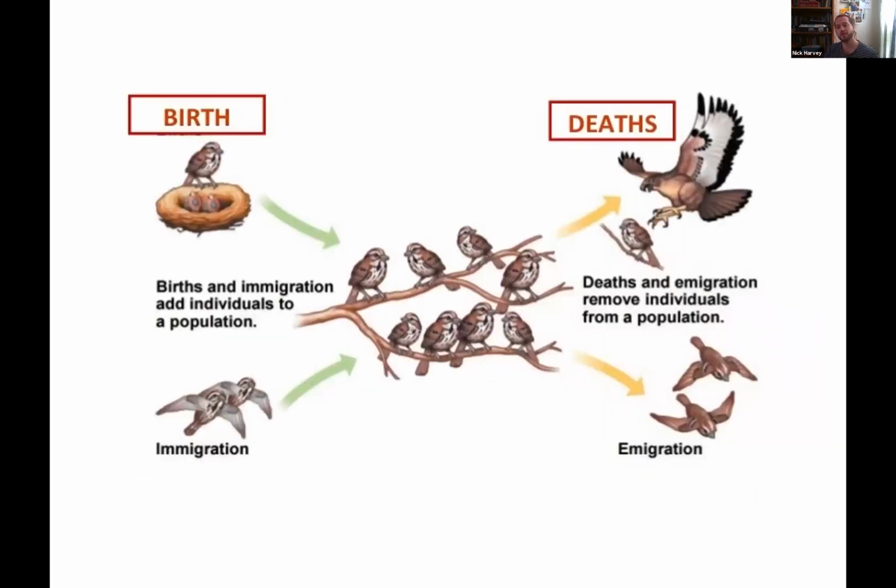This is just a diagram that shows the basic rates that determine population size over time and population growth rate. So we have birth and immigration that add to a population, and then we have deaths and emigration that take away from it. So the cumulative impact of all these together gives us our population growth rates and allows us to estimate both that and the population change over time.